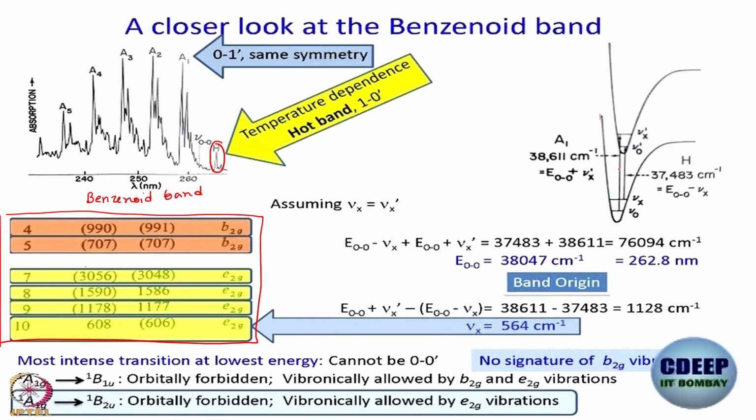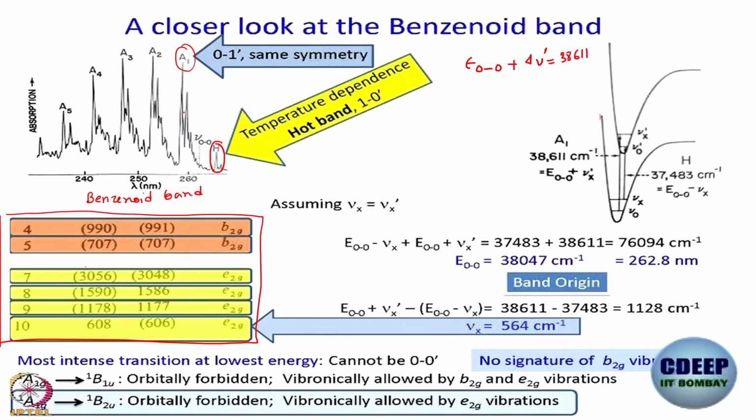So this is given, and we are writing it in a different format. I'll write it here: your epsilon 0 to 0 plus the energy gap, 0 to 0 plus delta nu dash, is 38,611 centimeter inverse. And here we are discussing that this is your 0 to 1. So 0 to 1 is this band, right? You know it from here because 0 to 0, sorry.